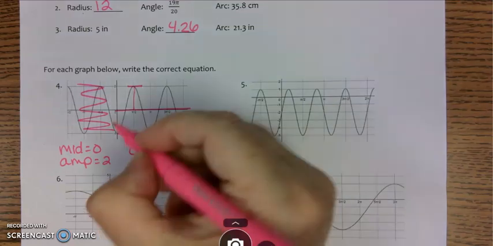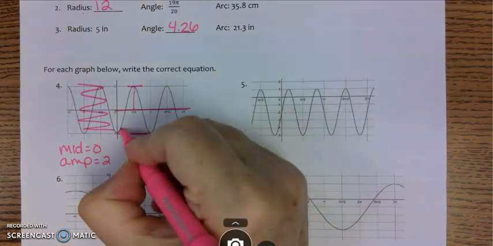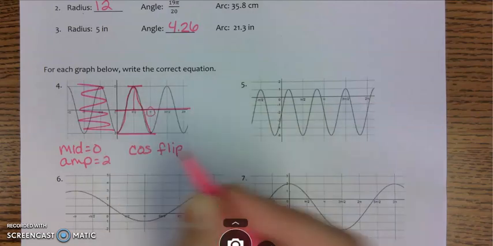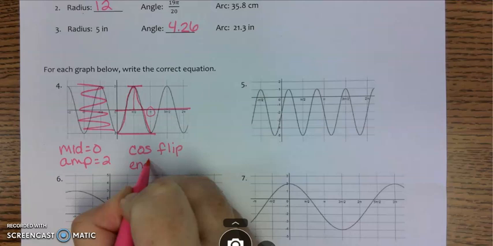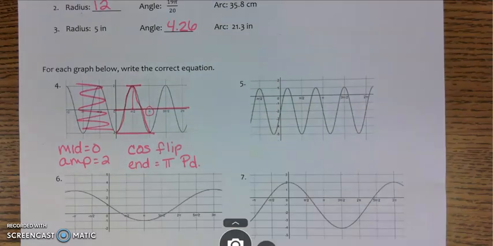Okay? So remember, a cosine is going to look like a U. And if we turn this paper upside down, this looks like a U. And my end is at pi, which is my period. Okay? So we're going to go write an equation. So let me get my other paper.